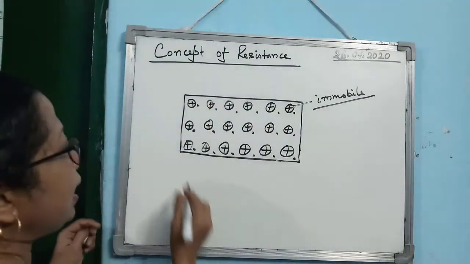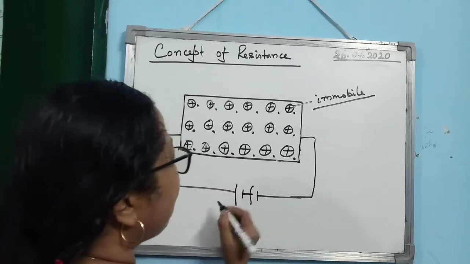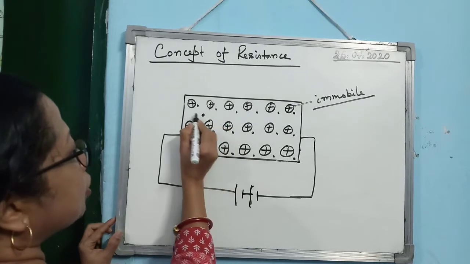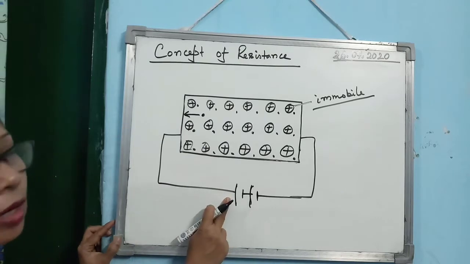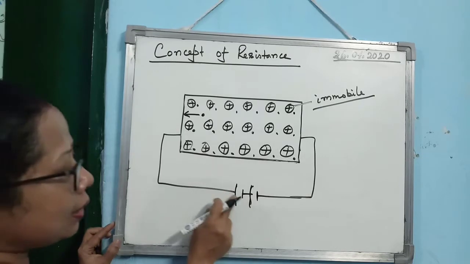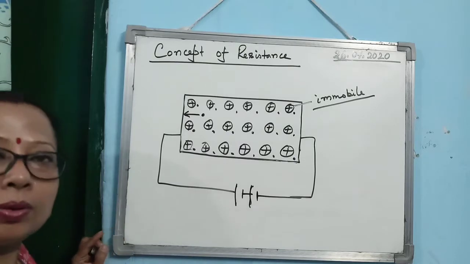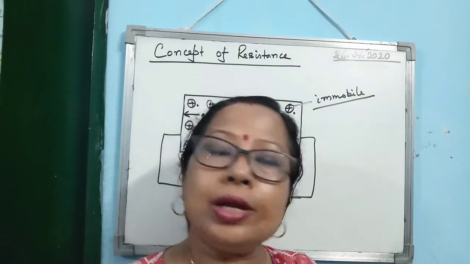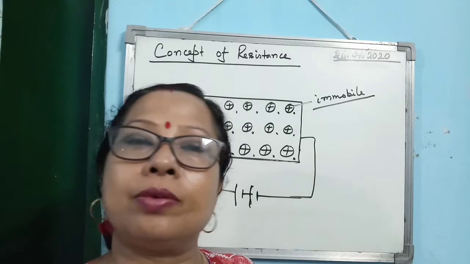Now when you connect it to a battery, what will happen? Electrons are negatively charged particles, so I am just showing one electron. Electrons will move in this direction to the positive terminal of the battery. Then again through the negative terminal it will come out and move in a circular way. So it will give rise to current. Clear? When electrons move on a closed path, a closed circuit, it gives rise to current.